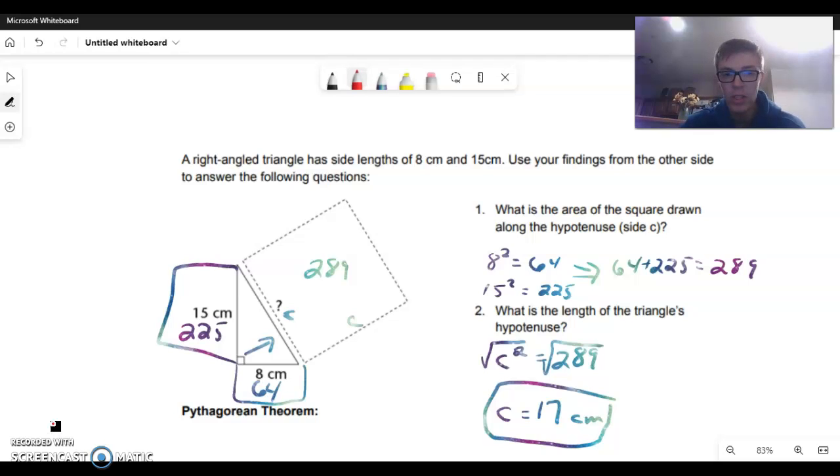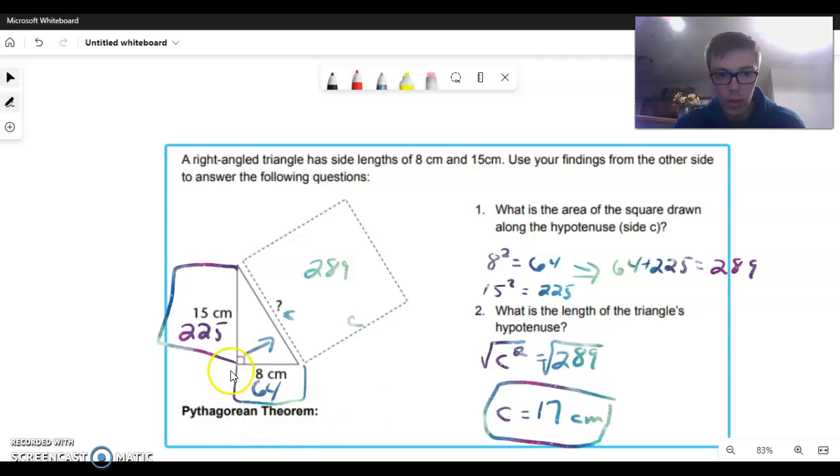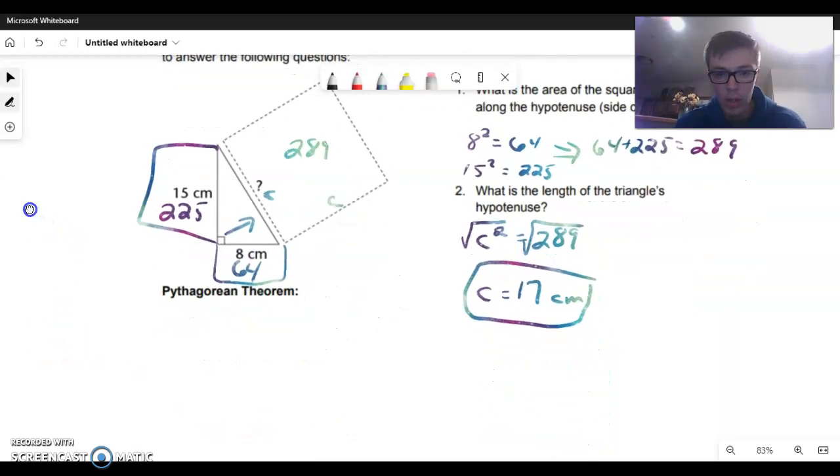So this is the idea of the Pythagorean theorem. If we do not know a side length, we can find it by using the area of the squares on each side to find the area of the third square, and then we can go backwards to figure out how long the side is. Because we know it's C times C, the same number times itself, we just have to take the square root of whatever that combined area is. All right, so that's what we're going to get into today.